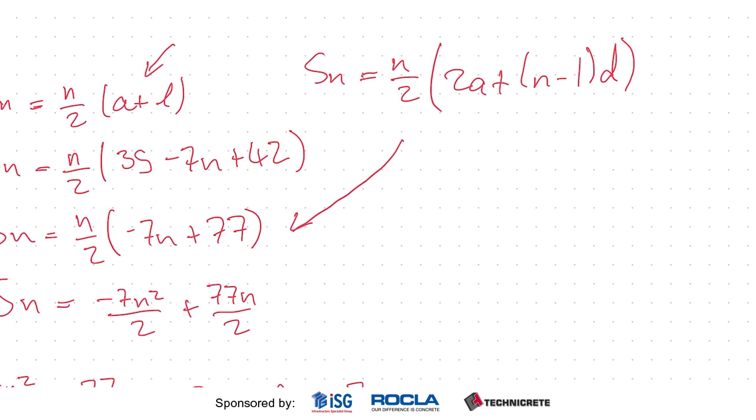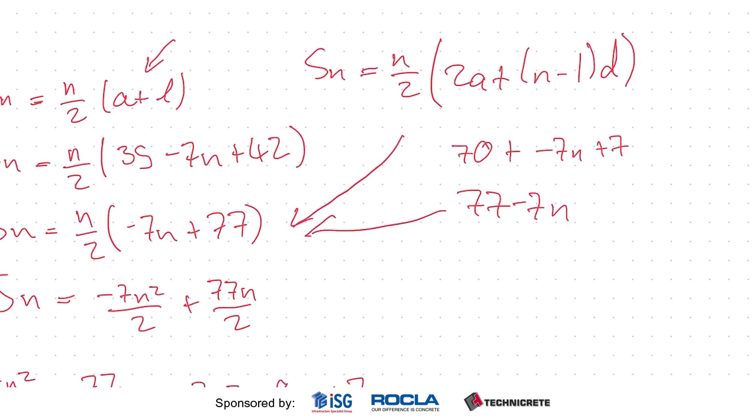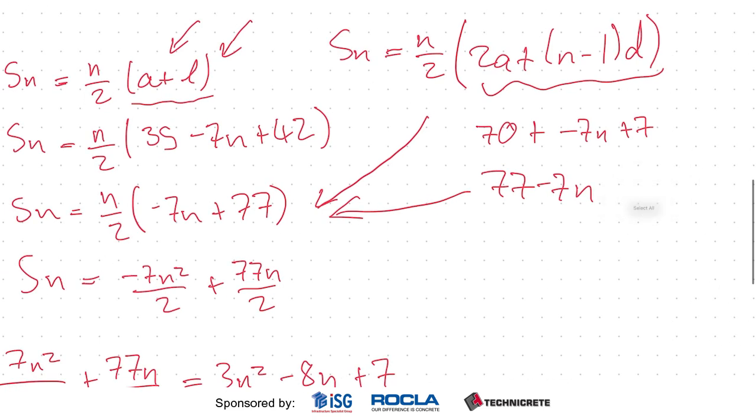Yeah, and then you substitute in your numbers. You'll have 2 times 35, which is 70, plus n minus 1 times our difference of negative 7. So we'd have negative 7n plus 7. And you can see that this becomes 77 minus 7n, which is exactly what we have here. So whether you use this equation or this equation, I find this one easier, but both will get us to the same place.